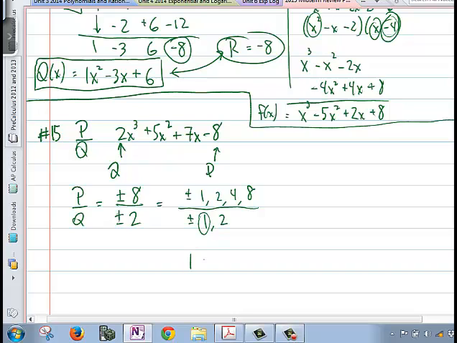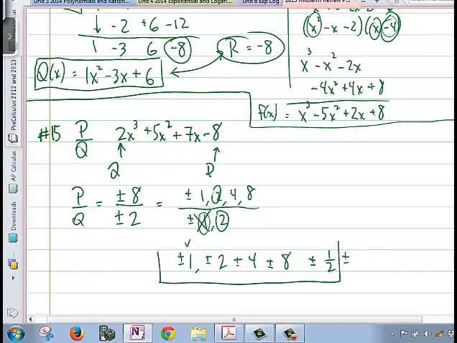I have 1 divided by 1, plus or minus 2 divided by 1, plus or minus 4 divided by 1, plus or minus 8 divided by 1. And then I consider dividing everything by 2. And I have plus or minus 1/2, plus or minus 2/2, which would be 1, and I have plus or minus 8/2, which would be 4.